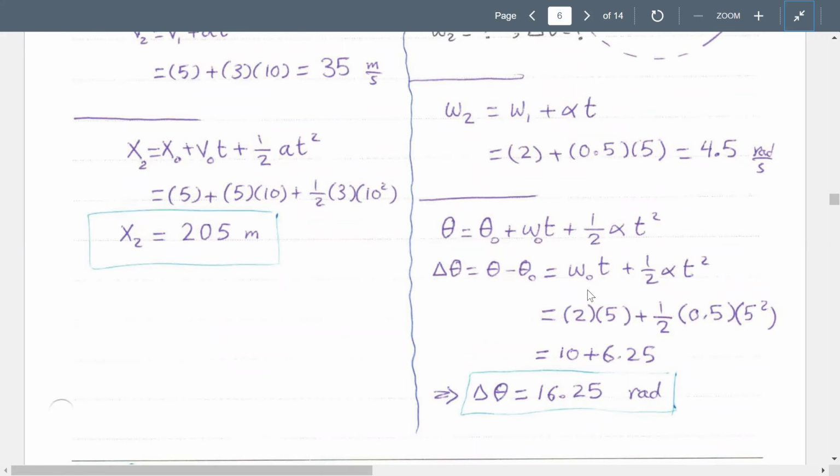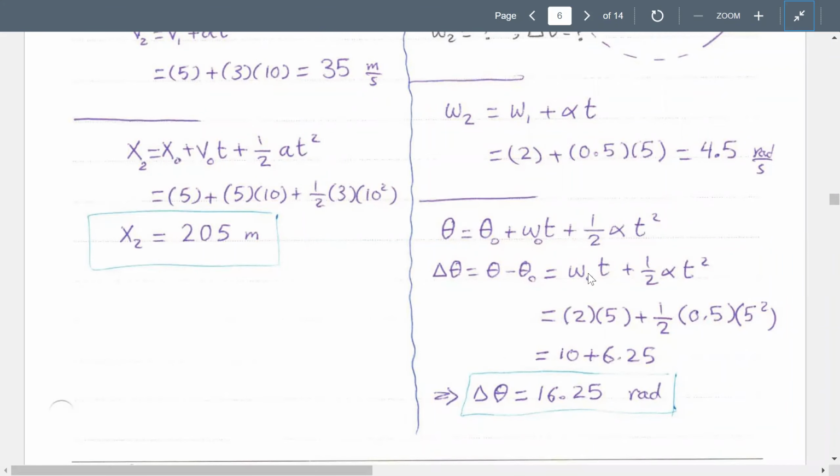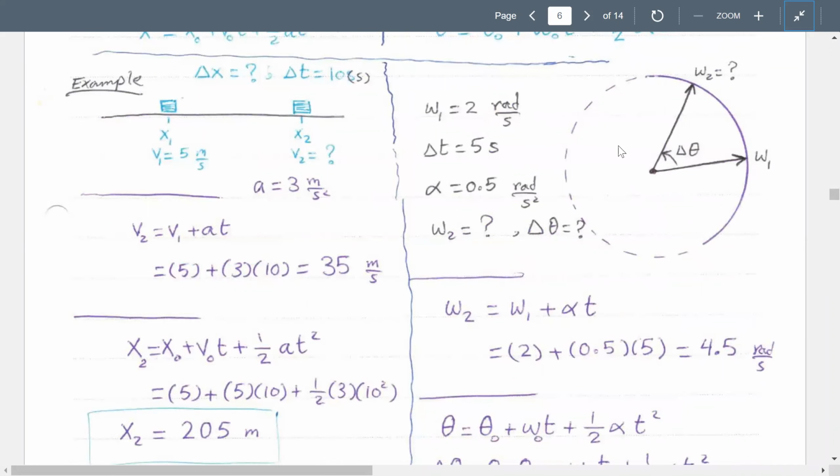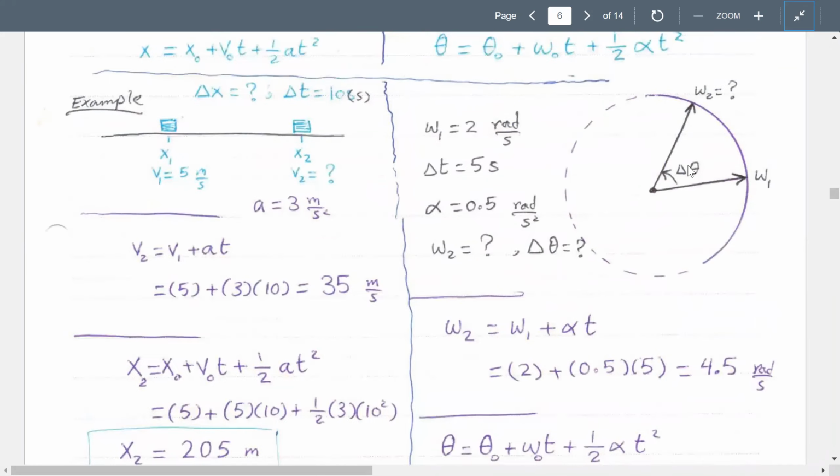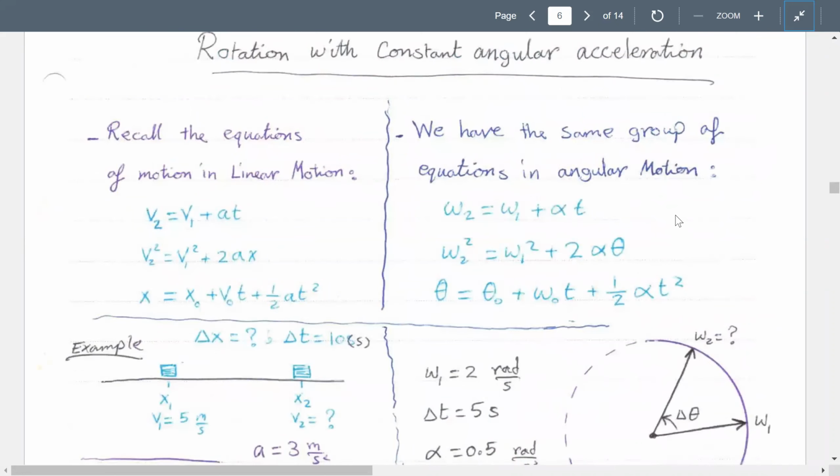Just put the values: 2 multiplied by 5, plus half multiplied by half, multiplied by the time squared, which is 5 squared. It will be equal to 16.25 radians. This is the change in position, the change in theta. As you see here, it is the same as the linear motion, but with angular quantities: theta, omega, and alpha.